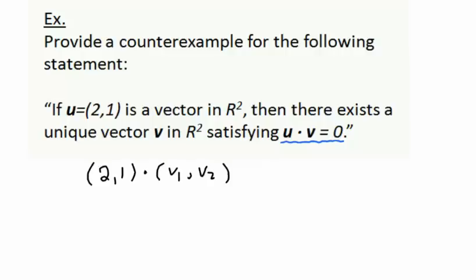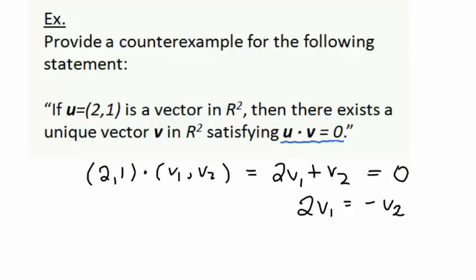So let's take a look at the dot product between U and a general vector V. The components for V, I'm just going to label as V1 and V2. The dot product is going to be 2 times V1 plus V2, and we know that this dot product should be equal to 0 in order for our property to be satisfied. So if we look at this equality, we could move V2 over to the other side so that 2V1 is equal to negative V2, and we could divide both sides by 2 so that V1 is negative half of V2. I'm going to use this relationship between V1 and V2 to create two examples that are going to make up our counterexample.